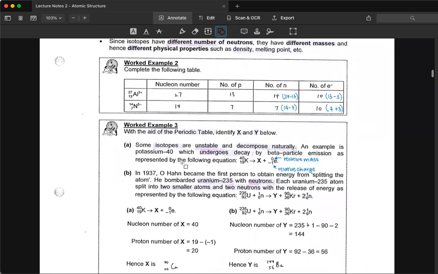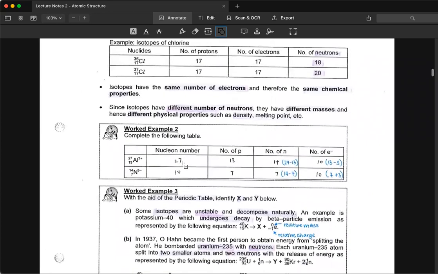But let's look at this example. Maybe you can pause the video, attempt the question first before checking the answer to verify whether you have understood the concept. Worked example 3, with the aid of the periodic table, identify X and Y below. A. Some isotopes are unstable and decompose naturally. An example is potassium-40, which undergoes decay by beta particle emission, as represented by the equation.